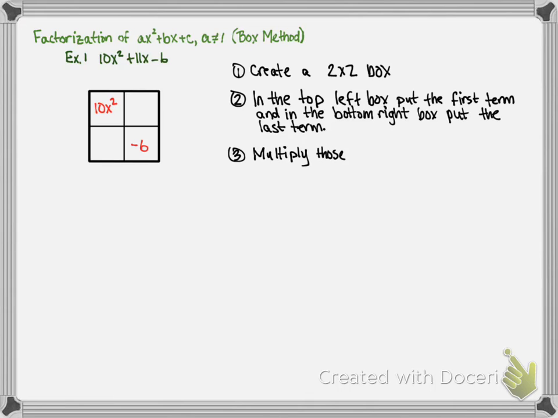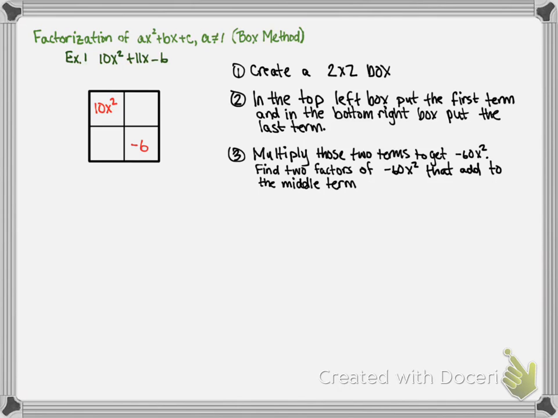Step 3 is to multiply those two terms. And we'll get here negative 60x squared. Then find two factors of negative 60x squared that add up to the middle term, which is 11x. And then we're going to put those factors in the empty boxes.